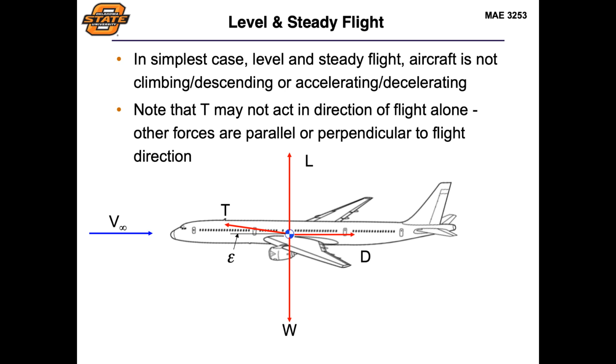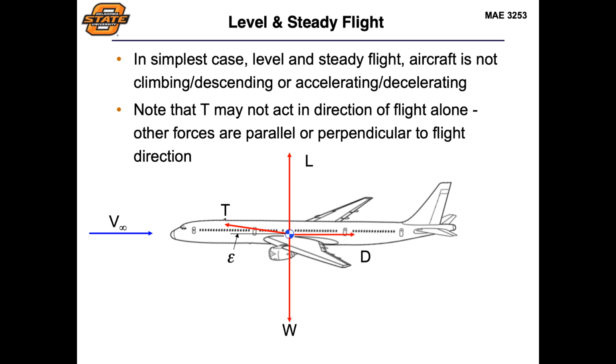Our drag will always be acting within the direction of flight of the aircraft, or the direction of the velocity vector of the aircraft, and then our lift is going to be perpendicular to that. As we'll see later, when we start looking at unsteady flight and our aircraft is climbing, the relationship may change.